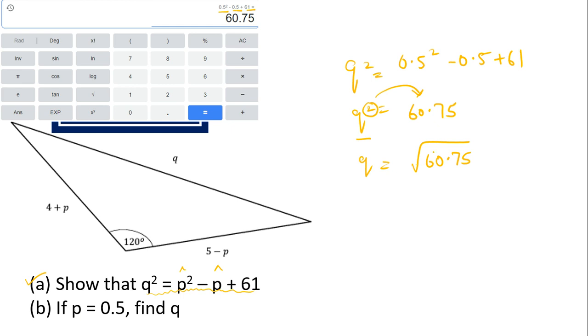The square root of that is going to give you 7.794. The square root sign is right here on your calculator. When you do the square root of 60.75, you have 7.79, which means my q is 7.79. You can either round off to one decimal place or keep two decimal places. So I'm just going to write q equals 7.79. That is pretty much it.